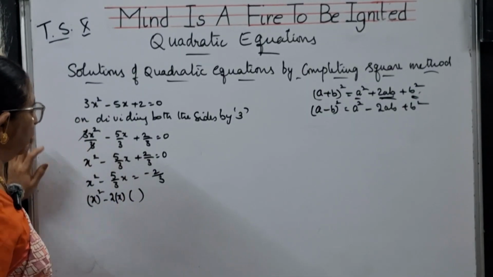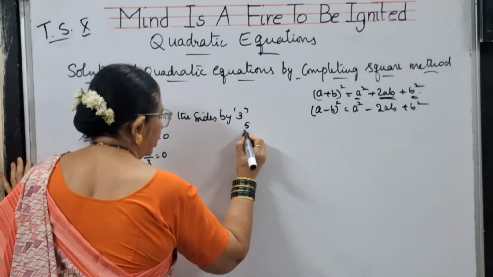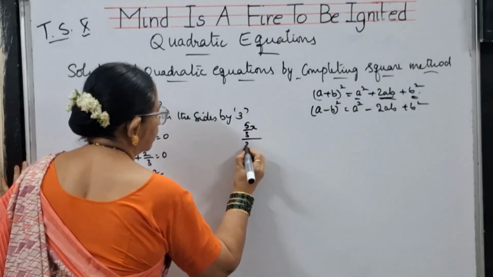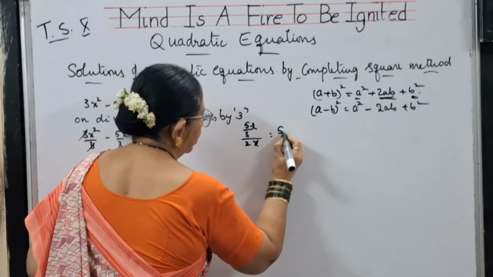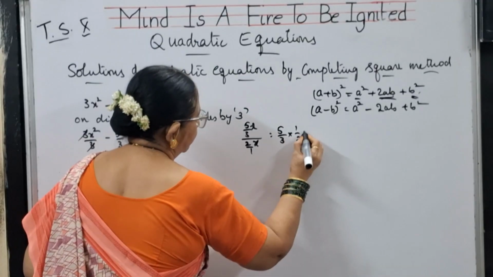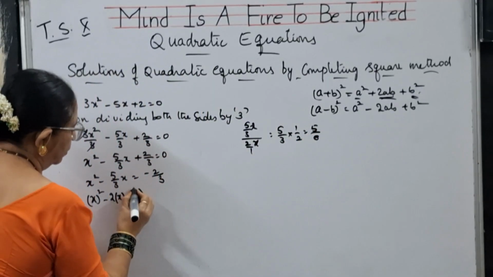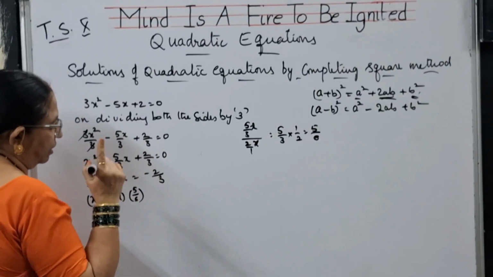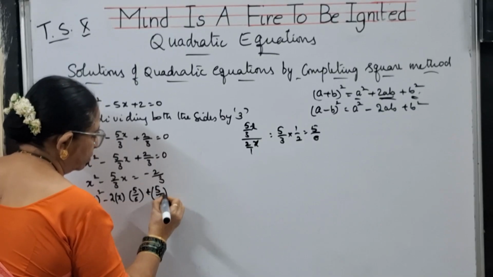For this, what you have to do, I told you earlier, whatever is there, that is 5 by 3x, should be divided by 2x. So of course the x's will get cancelled. You are getting 5 by 3 into 1 by 2, that is 5 by 6. So you will be having 5 by 6 here. So b is 5 by 6. So you should add 5 by 6 whole square.